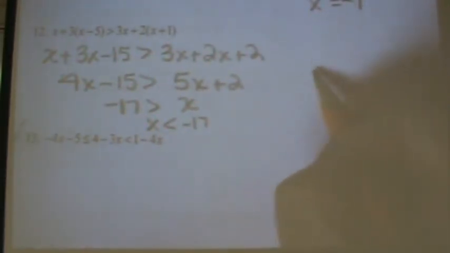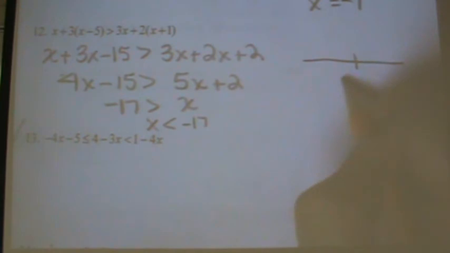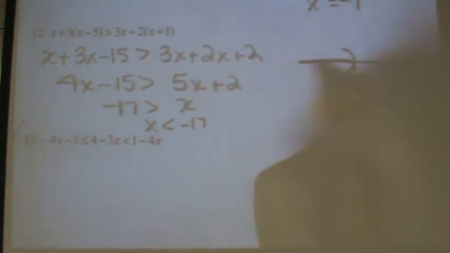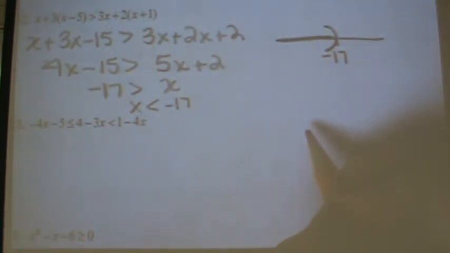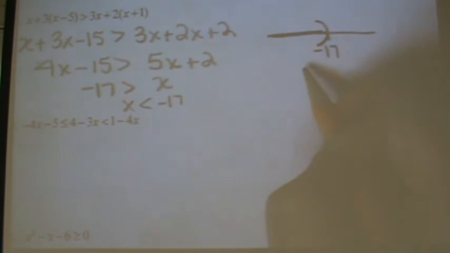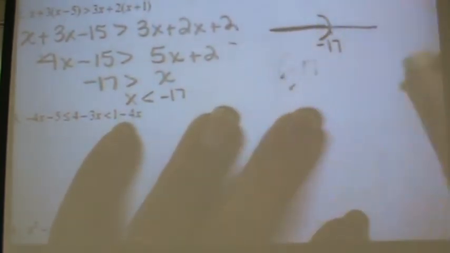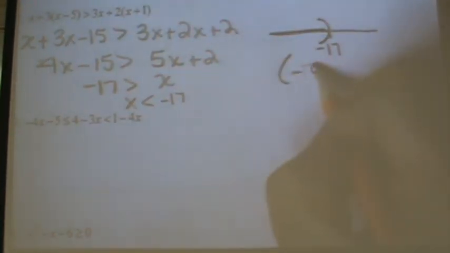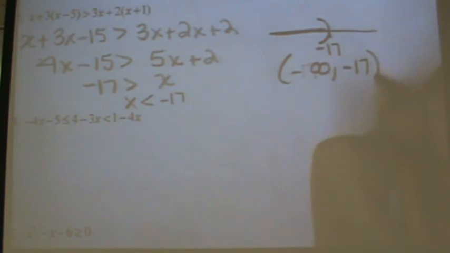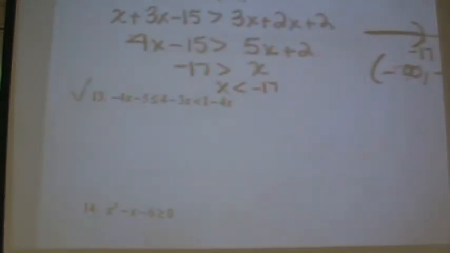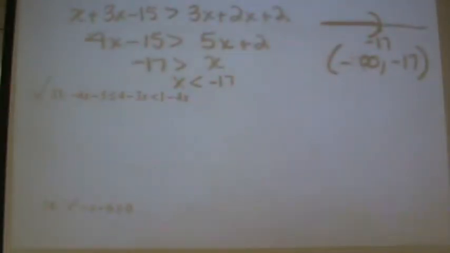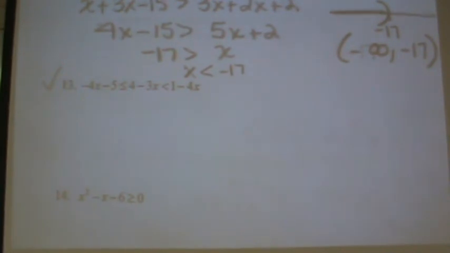Now how do you graph that? Here's the graph of it. Are we putting it in interval notation? Yep, interval notation, it looks like this. Negative infinity to negative 17. Is the notation going to be on the test? Yes, it's all in interval notation.